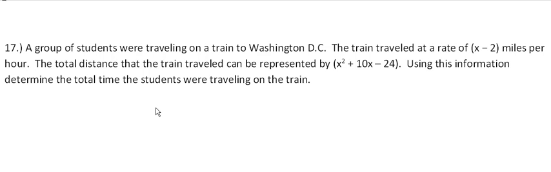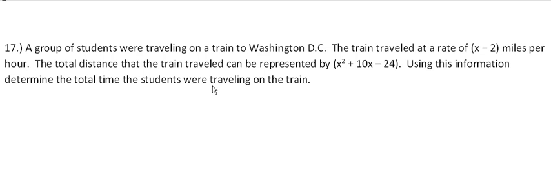Okay, welcome back. Here's a word problem that is going to use and deal with some factoring to solve it. Here's the problem. A group of students were traveling on a train to Washington, D.C. The train traveled at a rate of x minus 2 miles per hour. The total distance that the train traveled can be represented by x squared plus 10x minus 24. Using this information, determine the total time the students were traveling on the train.